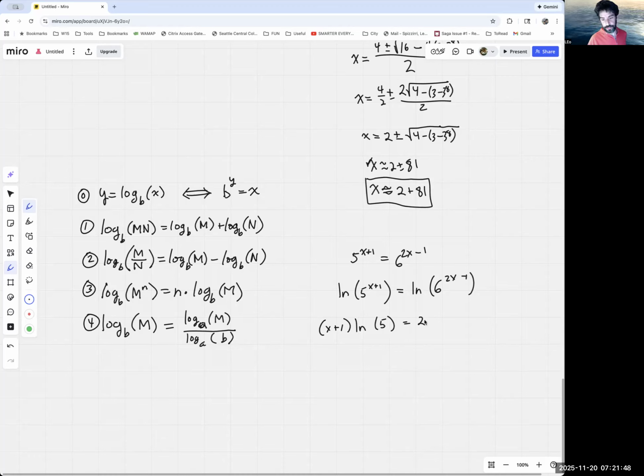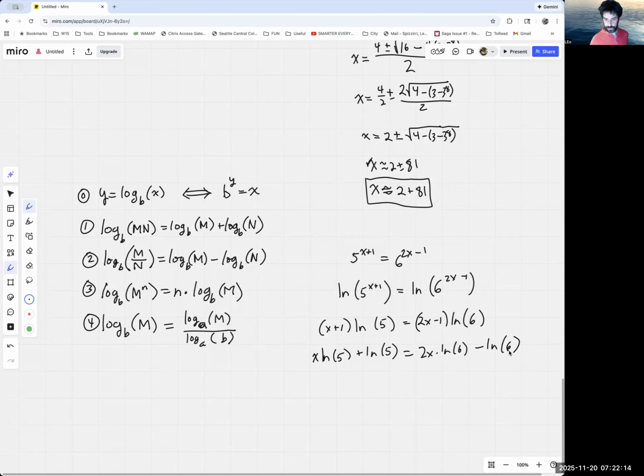And we use the, really any base will work here, but the natural log is a pretty typical one to work in. All right, now I have to expand this in order to get those x's together, right? There's an x on both sides locked up in parentheses. x plus 1, that's right, times the natural log of 5. On this side, we get 2x times the natural log of 6 minus the natural log of 6.